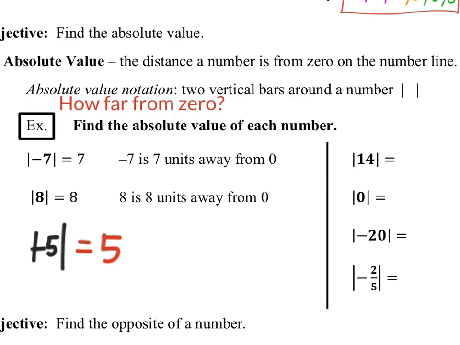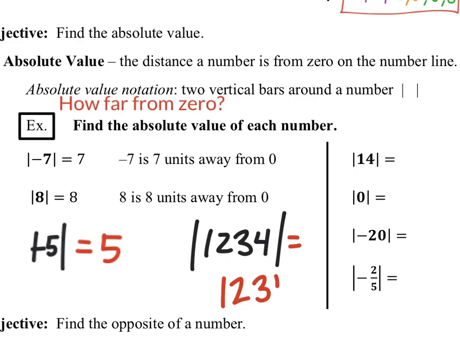Let's look at another example. So if I said the absolute value of, well, I'm not going to use decimal, but it doesn't even have to be a small number, 1,234. Now again, this is asking how far 1,234 is from zero. Well, 1,234 is 1,234 units away from zero. It's just positive, okay? Again, that's because this is a distance. We don't talk about distances in terms of negatives.